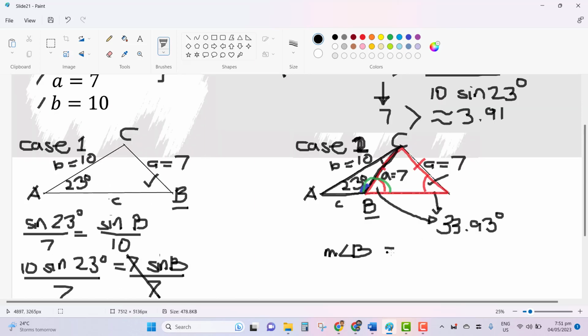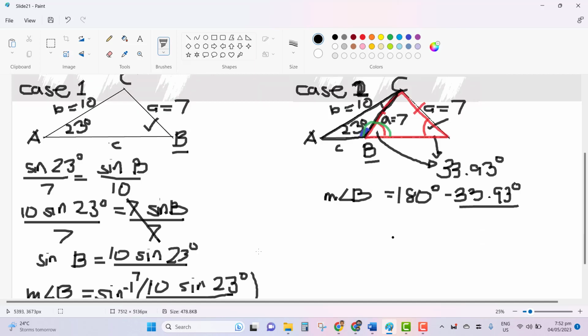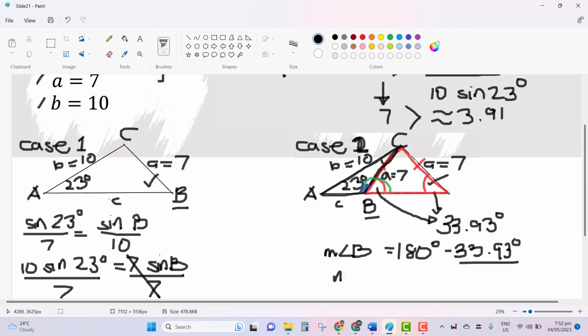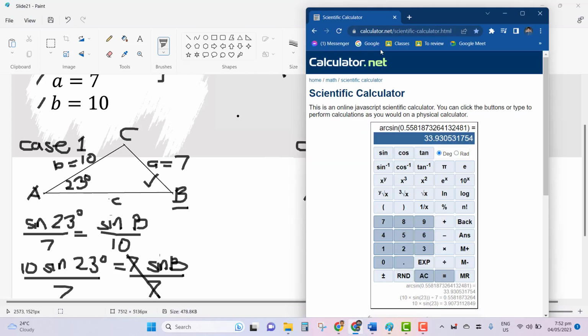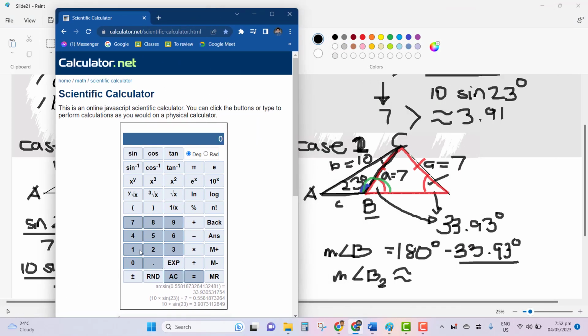So they sum up to 180 degrees. Don't be confused, this 180 degrees is not the triangle angle sum theorem, but the concept of a linear pair. So less 33.93 degrees. Since it is an approximated value we used a while ago, the measurement of angle B for case 2, let's label as B2, is approximately equal to 180 minus 33.93. You have 146.07.